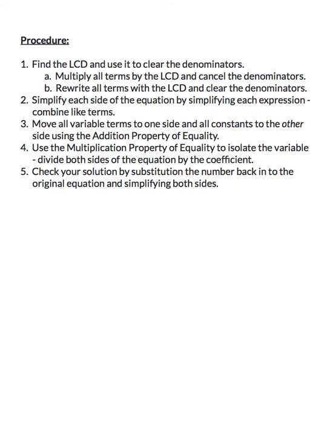From there, the rest of the steps are going to be the same thing as they were in the previous presentation. We want to simplify each side by combining like terms. We want to move all variable terms to one side and all constants to the other using the addition property of equality. We want to use the multiplication property of equality to isolate the variable by dividing both sides of the equation by the coefficient. From there, you want to check your solution by substituting the number back into the original equation and simplifying both sides.